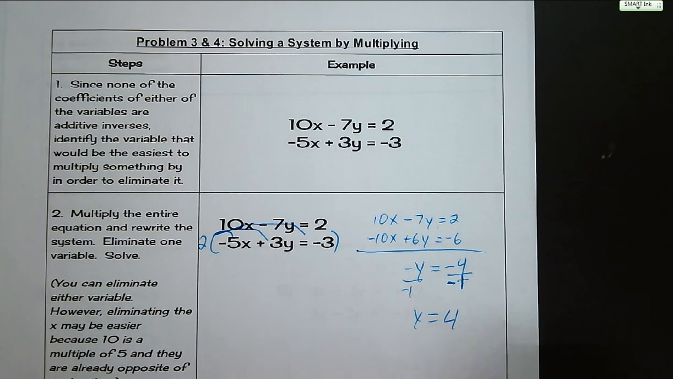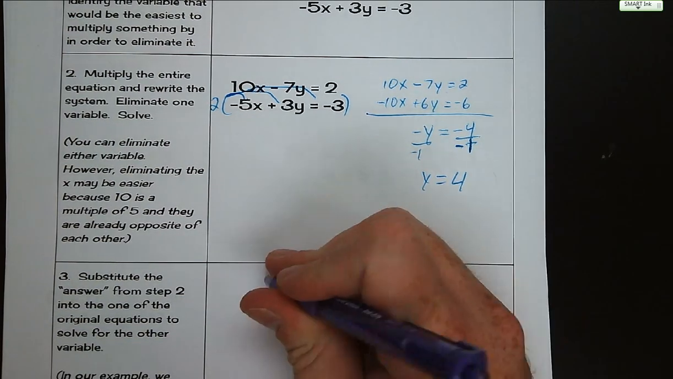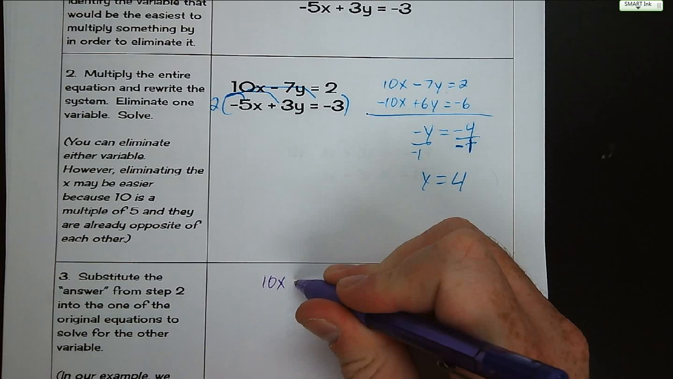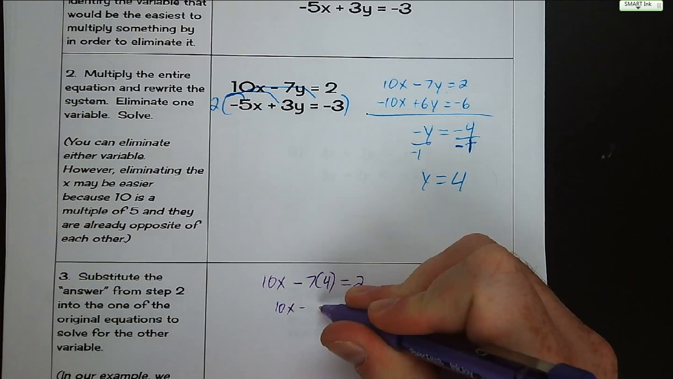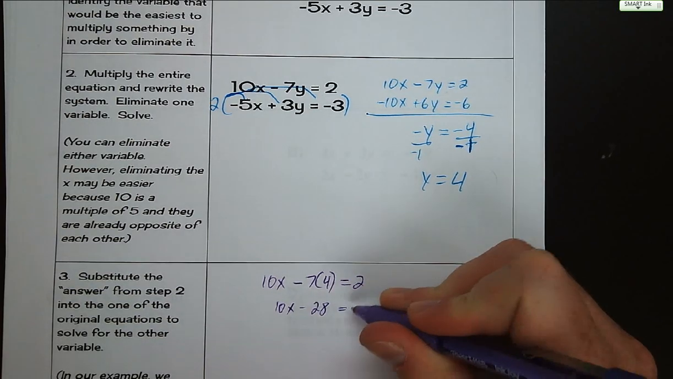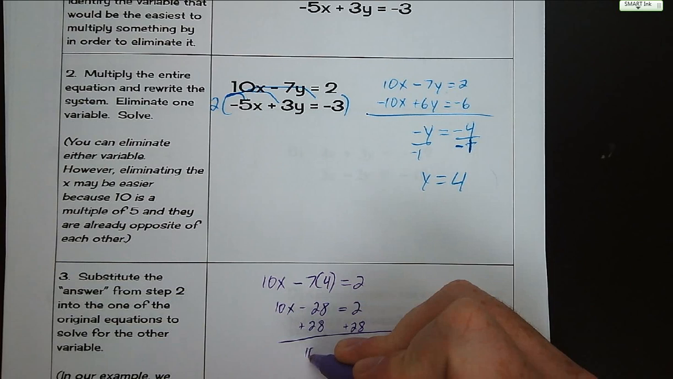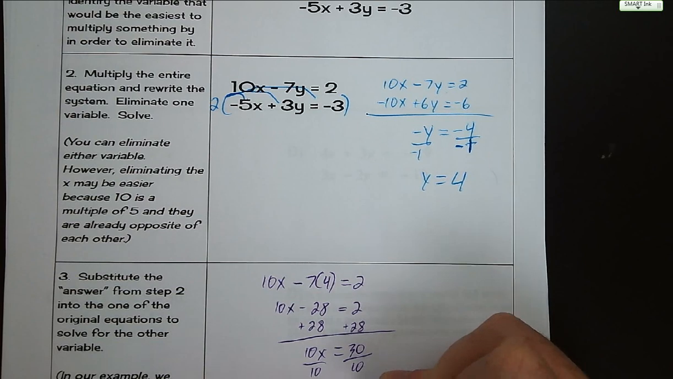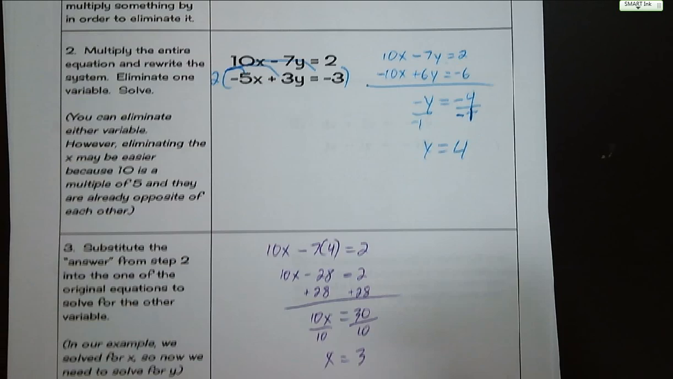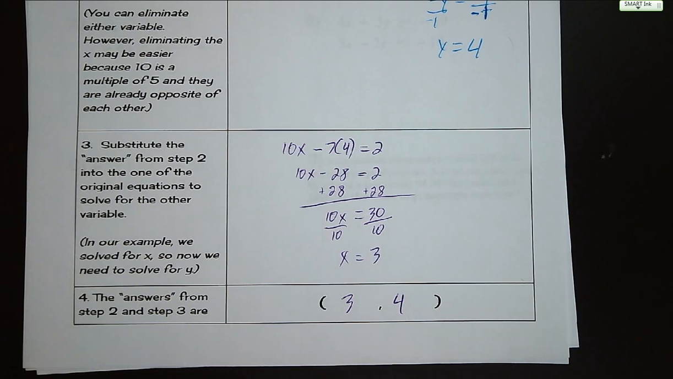So now we're going to substitute that answer into one of our original equations. So we always go back to our originals. So I'm going to pick the 10x one. So I'm going to say 10x minus 7 times 4 equals 2. 7 times 4 is 28, so it's minus 28 equals 2. We're going to add 28 to both sides of our equation. 10x is equal to 30. Divide by 10. X is equal to 3. So my solution is 3, 4. That is the ordered pair that is going to solve this system of equations.